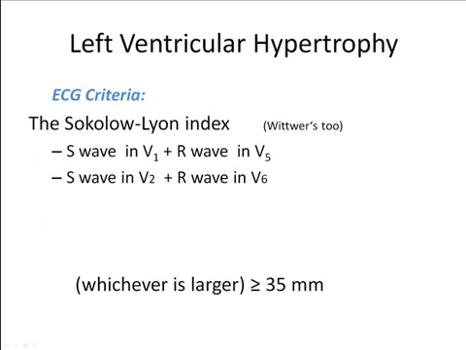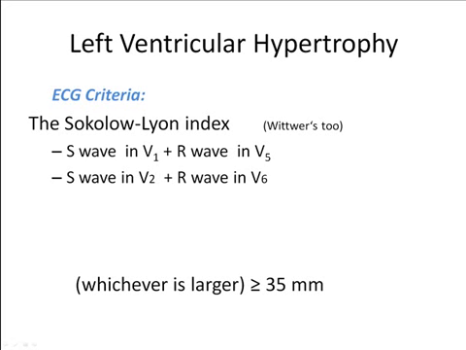LVH is responsible for up to 30% of the ST elevation. To determine if LVH is present or suspected, use this simple criteria. Look at the S wave in V1 and the R wave in V5, or the S wave in V2 and the R wave in V6.